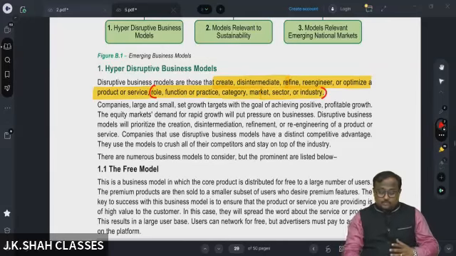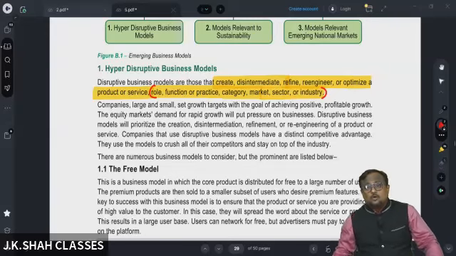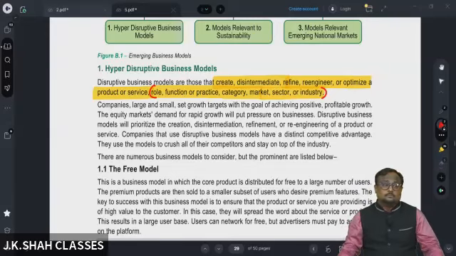Now, for this situation, Ola and Uber were literally a blessing in disguise. Reason being, you sit at home, book a cab for yourself. Once it comes, you get down from your house with all your luggage and all that stuff. So that was a 360-degree change.